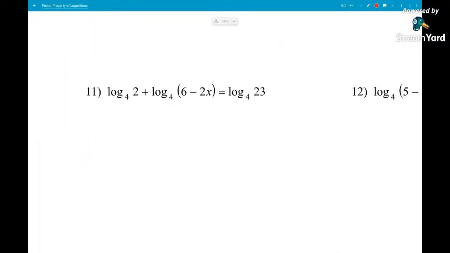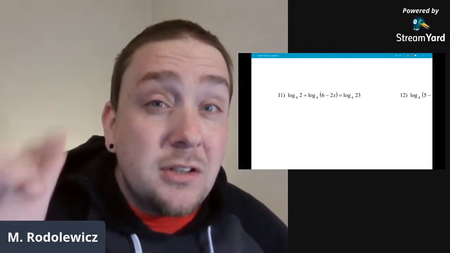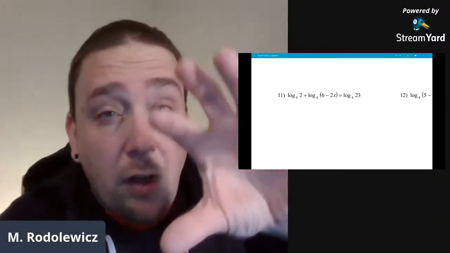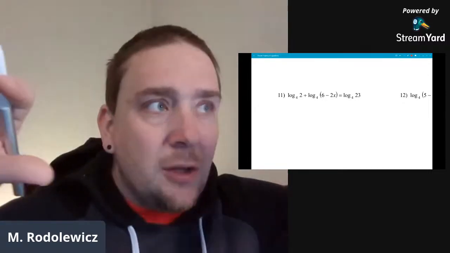Okay. So now you got to be careful. This is where mistakes happen. See what I did in the first two? I had a logarithm equal to a logarithm, right? But I had a log equal to a log.